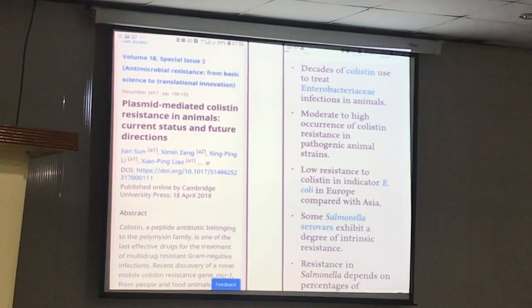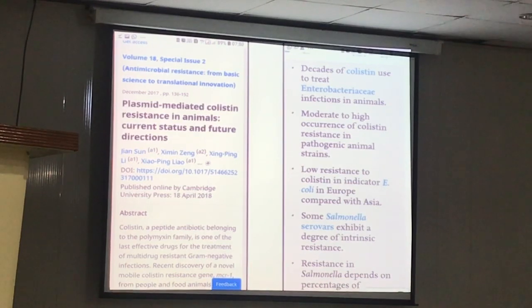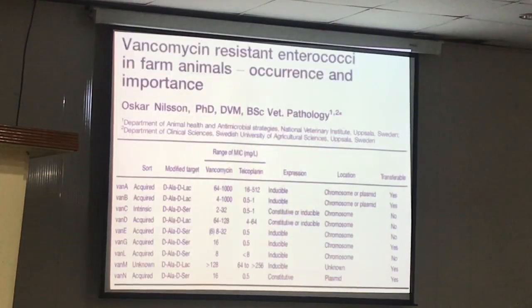It has been seen: plasmid-mediated colistin resistance in animals, current status and future direction. This is a paper, and there are more papers which show the problem of colistin resistance both in humans as well as in animals. Colistin is an important drug which is used in human health, and obviously an important drug which is used in animal health. So next slide, please.